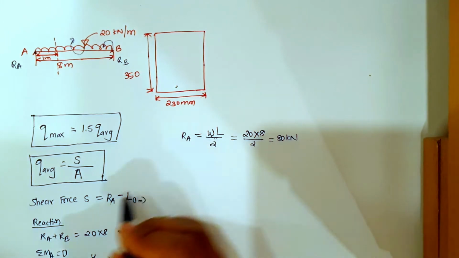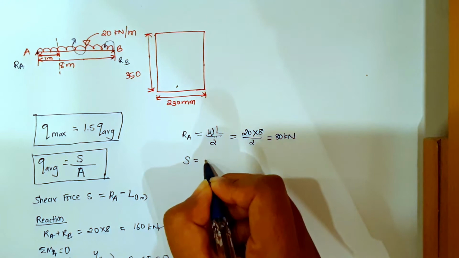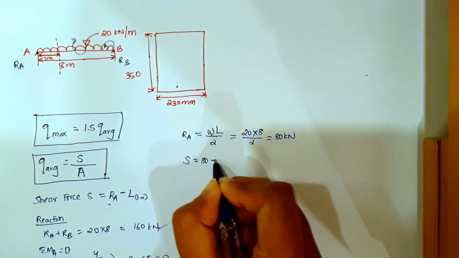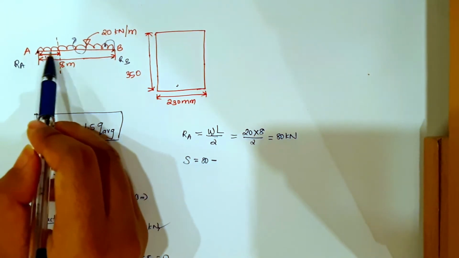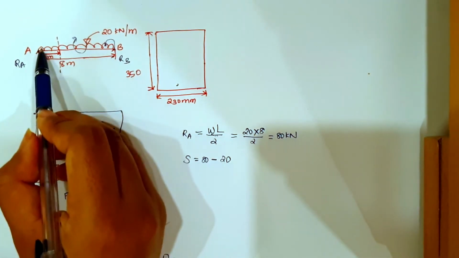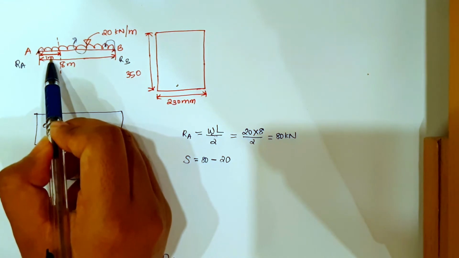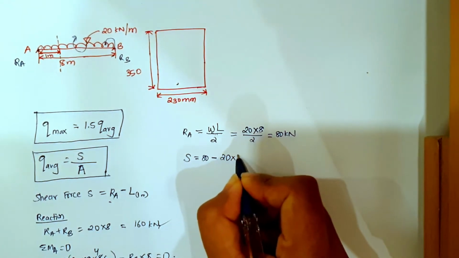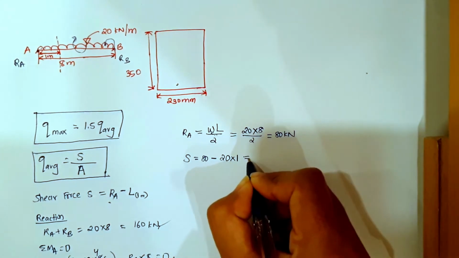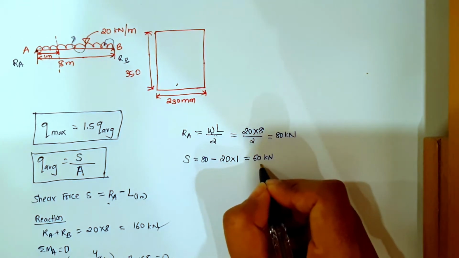So now let's find the shear force. Shear force S will be equal to the reaction we got, 80, minus the load at 1 meter distance. The intensity of the UDL here is 20, and into its distance, which is only up to 1 meter, so into 1, right? So 80 minus 20 gives 60 kilonewton. So this is the shear force.